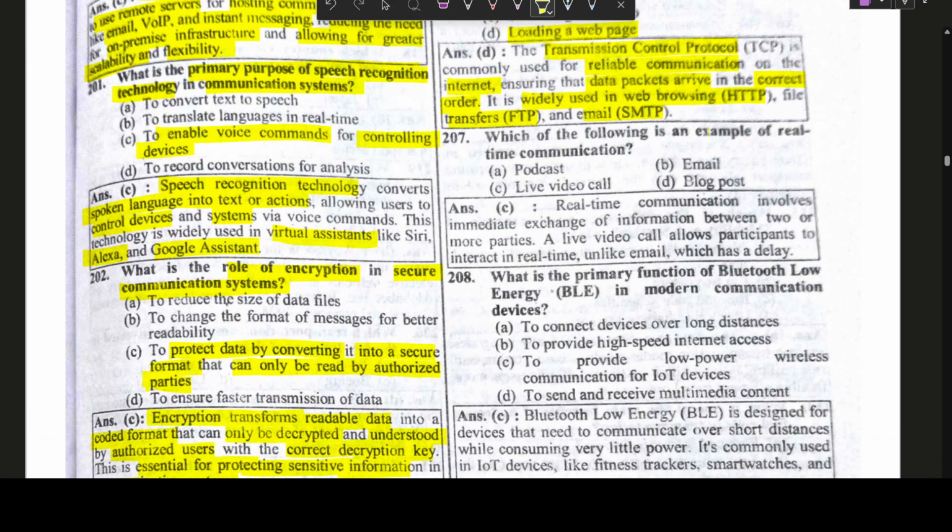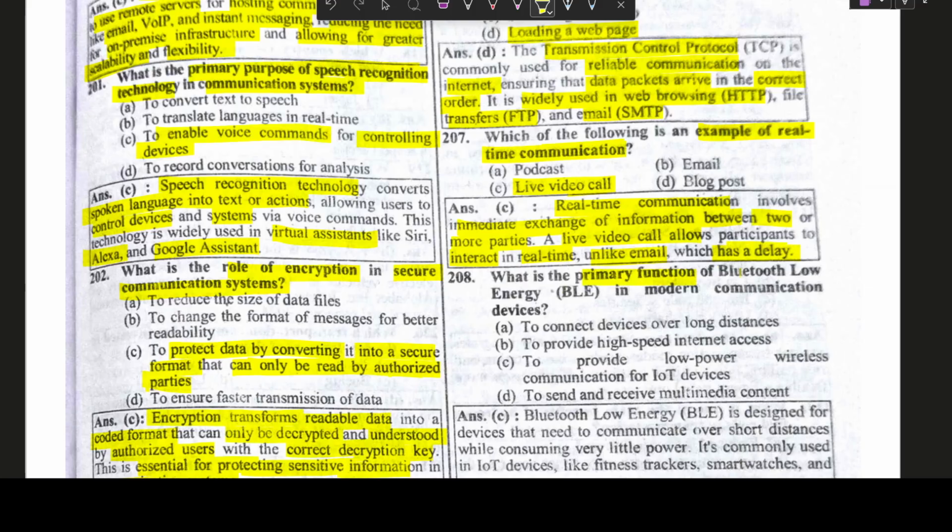Which of the following is an example of real-time communication? It is a live video call. Real-time communication involves the immediate exchange of information between two or more parties. A live video call allows participants to interact in real time, unlike email, which has a delay.